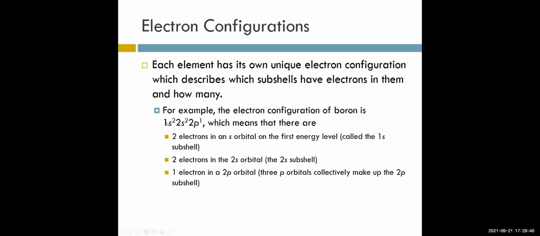So this is the electron configuration for boron: 1s2, 2s2, 2p1. Notice there are no commas, no spaces. The numbers are above, not below. So it's really important that you get used to writing them the correct way too. I'm a stickler on the way I want you to write them, so just like I did here. Okay.